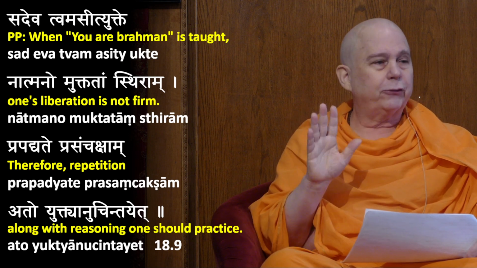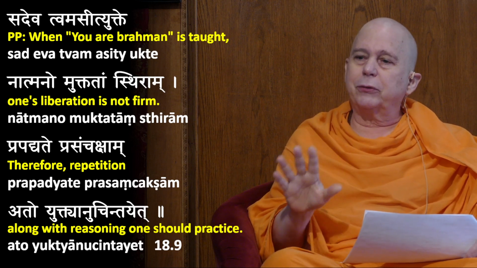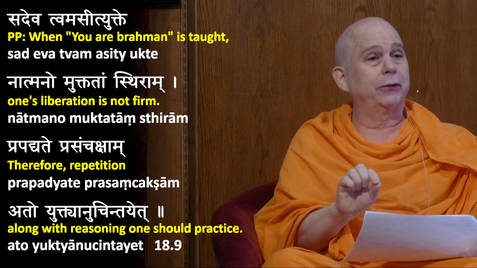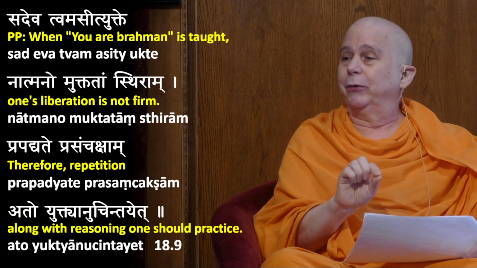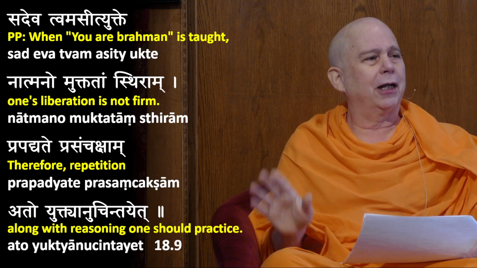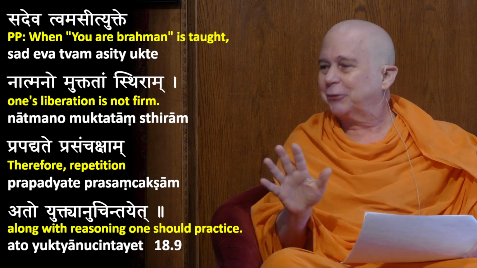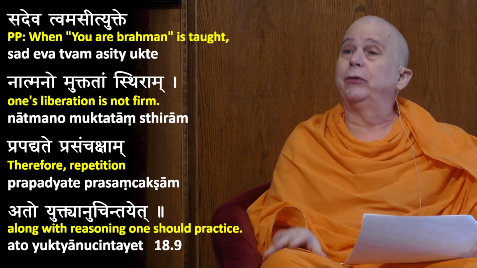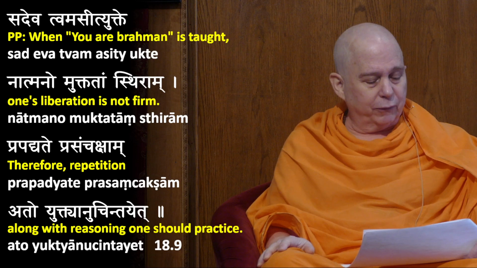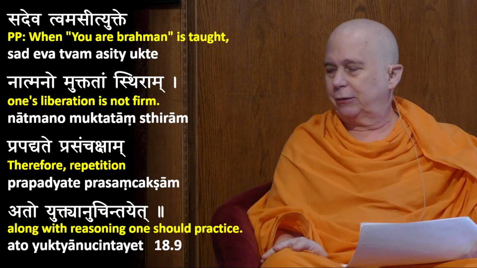So when the scripture says you are Brahman, the liberation of Atma is not firm. I'm being very, very literal here, and hopefully that doesn't sound odd. That's a problem with literal translations, because you know very well Atma doesn't get liberated. So therefore, Atma means what? It can't mean your true nature here, it has to mean you, the individual, jiva. For the jiva, muktatam na sthiram, is not firm.